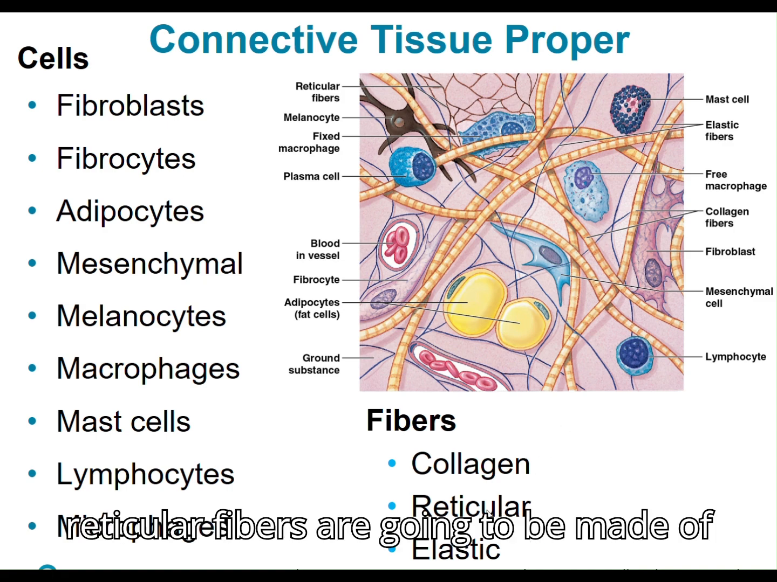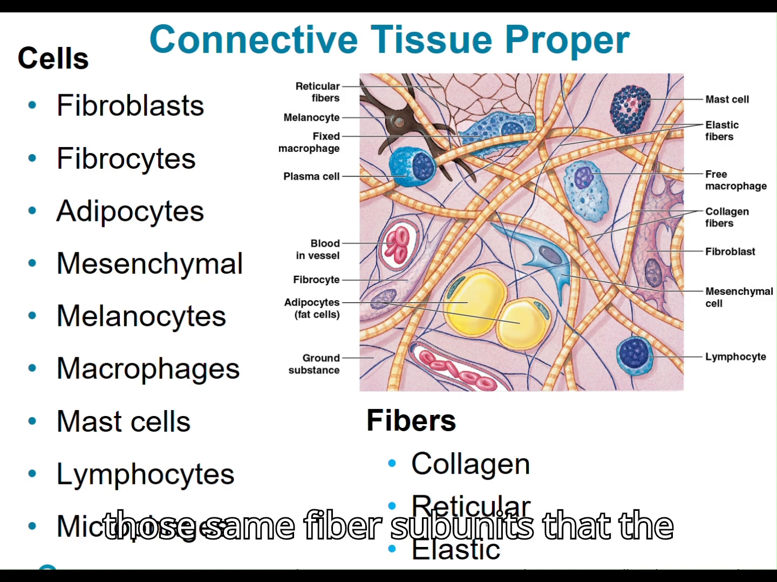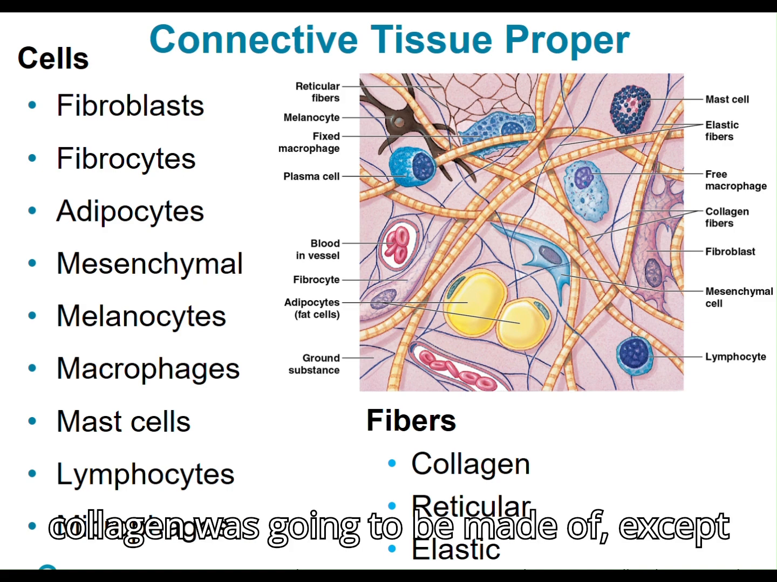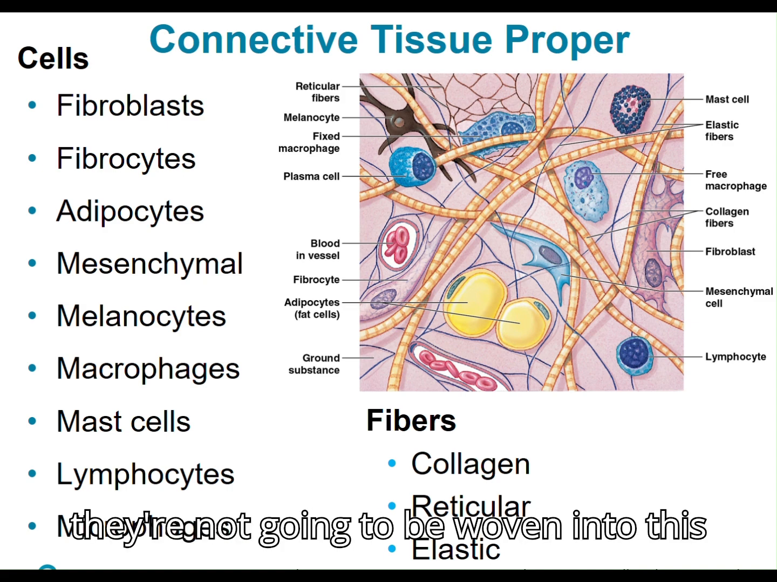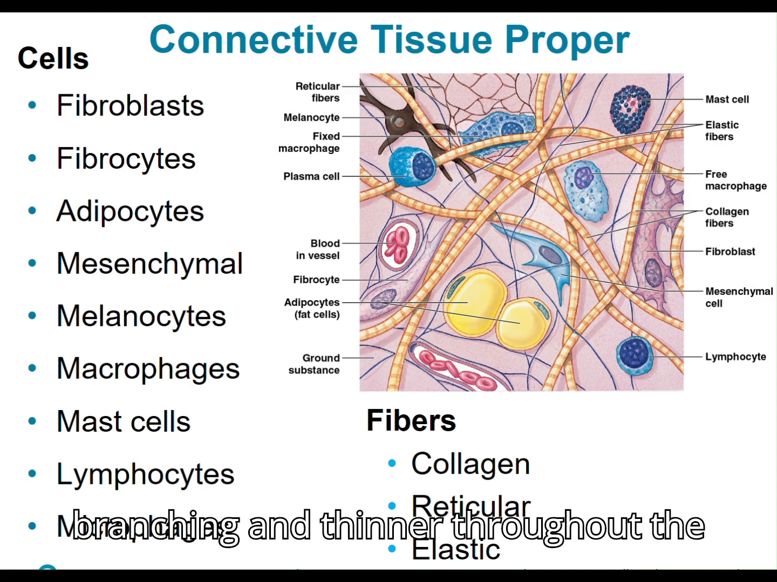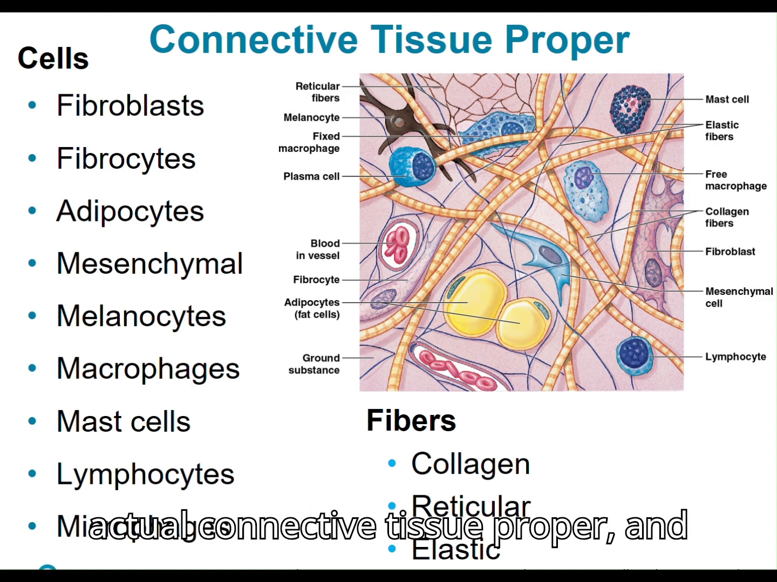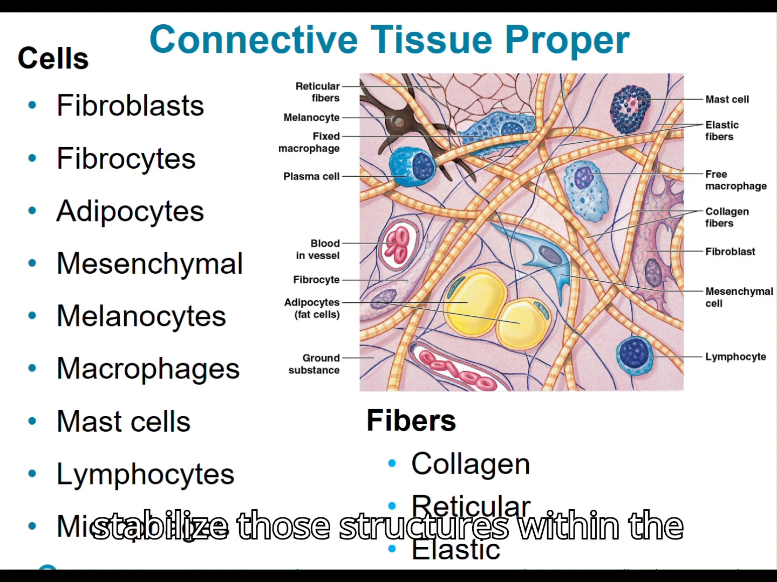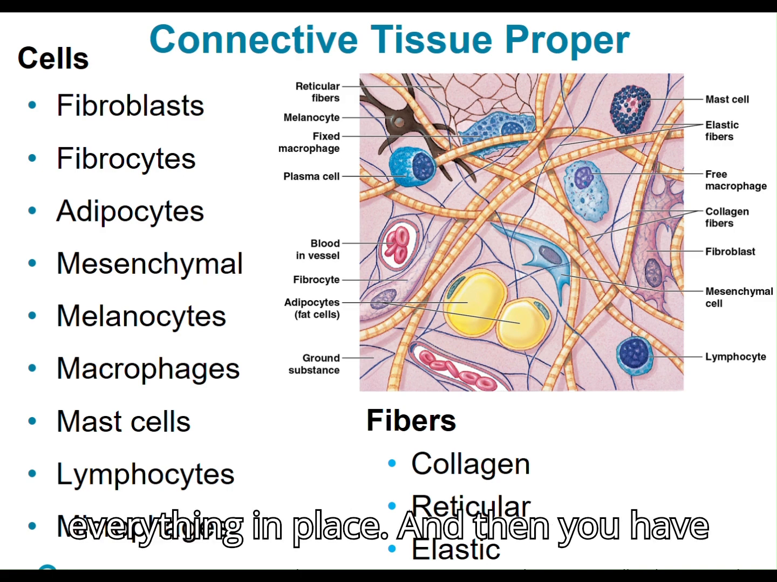The reticular fibers are going to be made of those same fiber subunits that the collagen was made of, except they're not going to be woven into this rope-like structure. They're going to be branching and thinner throughout the actual connective tissue proper, and they are going to be used to help to stabilize those structures within the organs. So they're kind of holding everything in place.